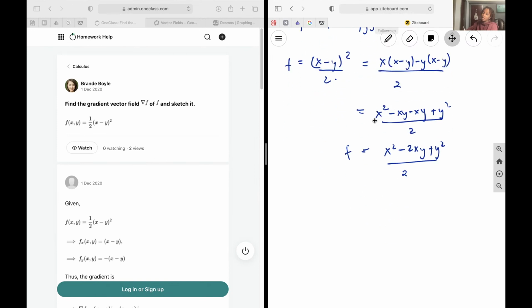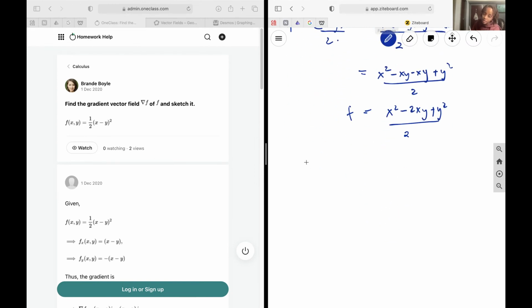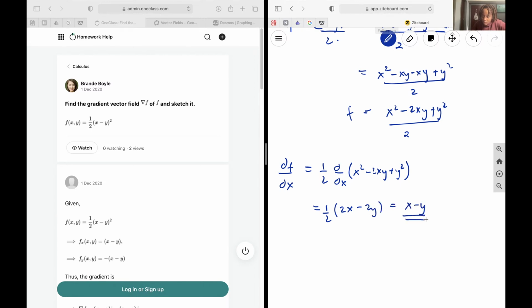I go on to find the partial derivatives. So df over dx is equal to, I'm just going to pull out that 1 over 2, and then multiply it by the derivative of x squared minus 2xy plus y squared. The y squared won't give us anything because it doesn't have any x dependence, so I'm just going to be focusing on these two terms, and that will give me 1 over 2 times (2x minus 2y), and that is just x minus y.